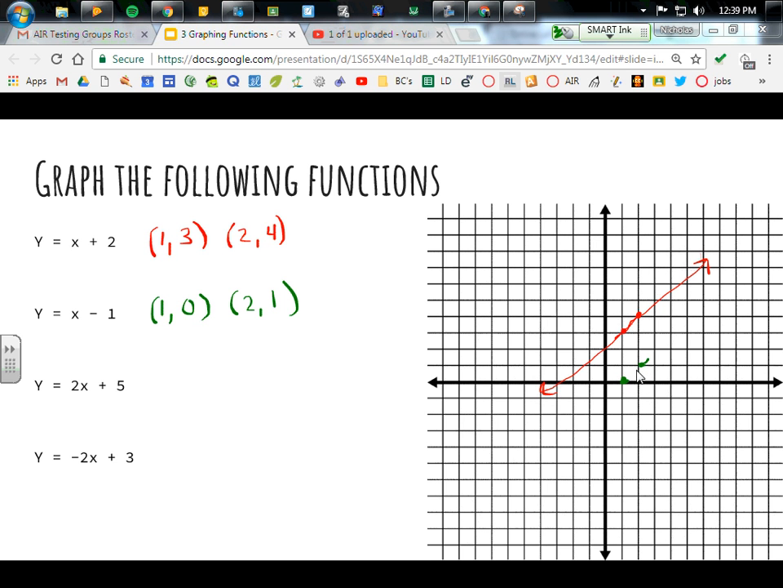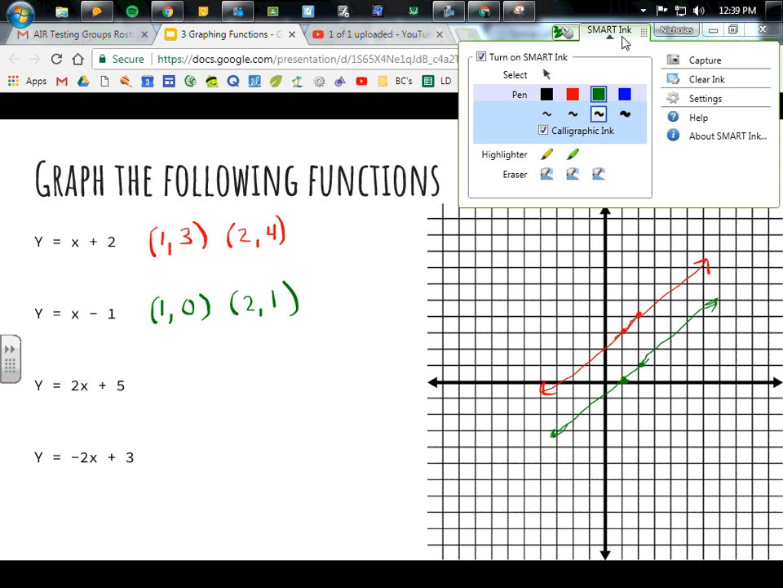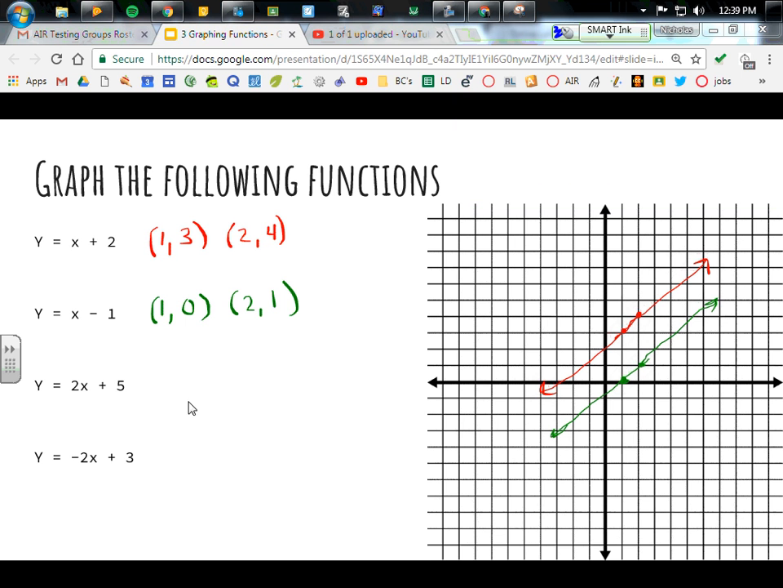So again, I graph it, I draw a line through it. Your lines will probably be straighter than mine, but that's how it is. All right, let's do the next function.